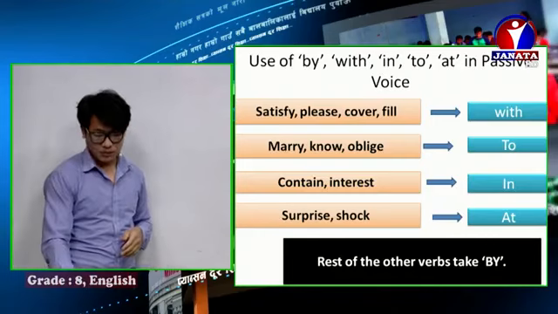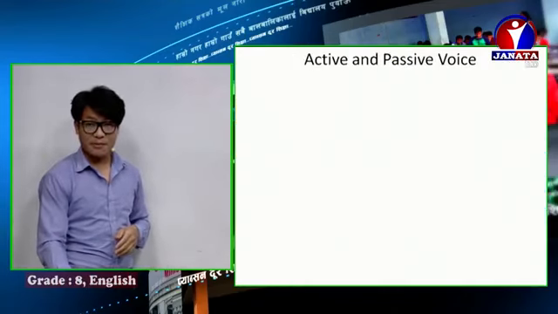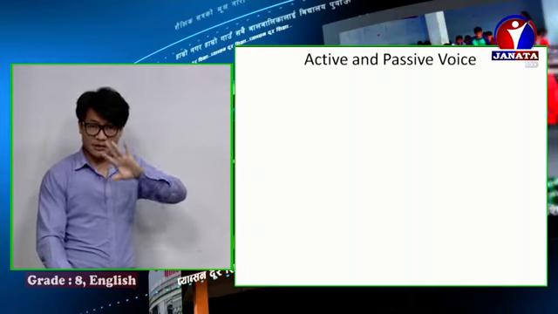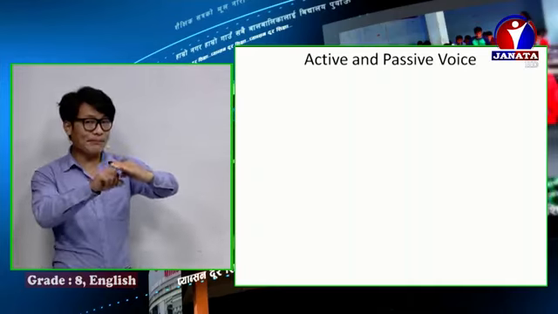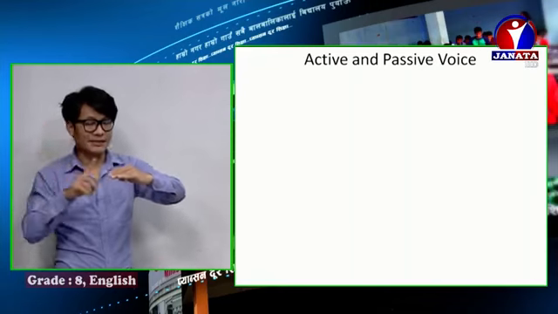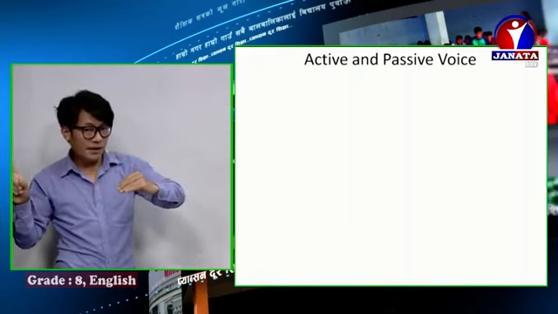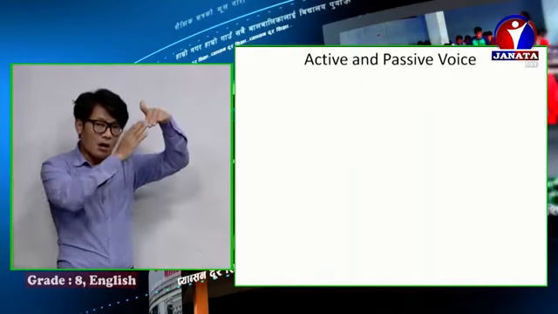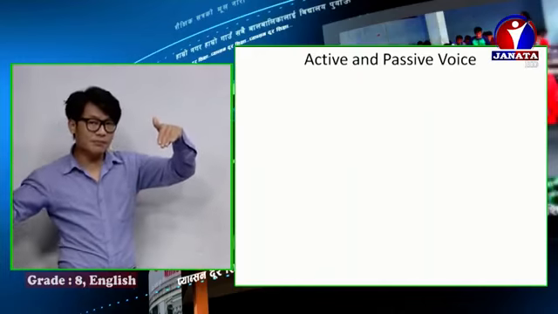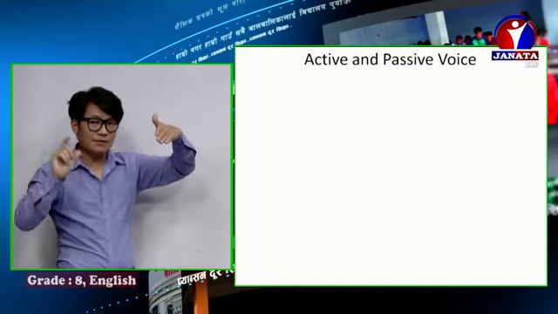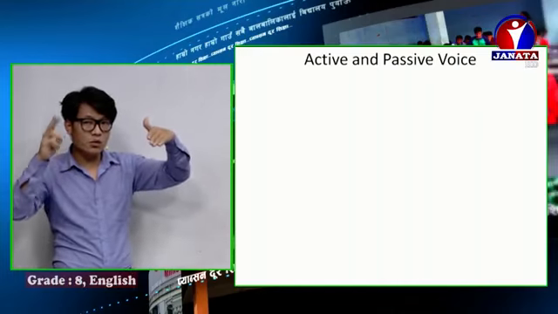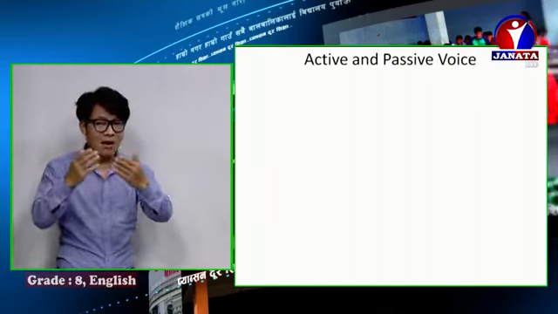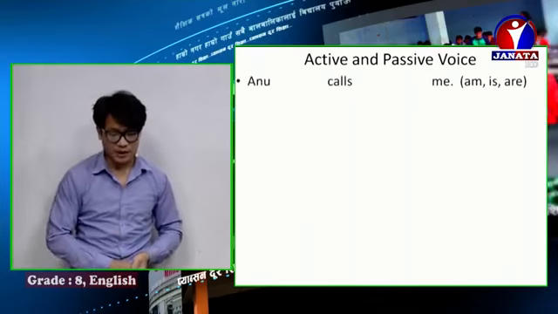Okay, so now we need to do our practice. Let me remind you once again: simple present takes am, is, are; simple past takes was, were; simple future takes be; all perfect tenses take been or be; and all continuous tenses, except future continuous, take being. Now let's have a practice.